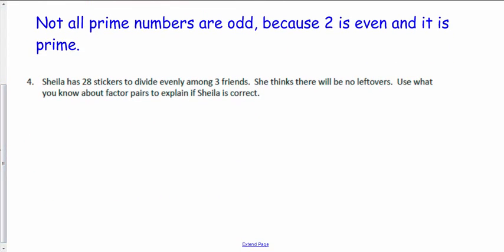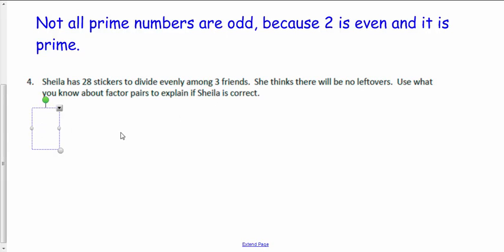Sheila has 28 stickers to divide evenly among 3 friends. She thinks there will be no leftovers. Use what you know about factor pairs to explain if Sheila is correct. Now think about that for a minute. We know that if something is a factor of another number, that means that it multiplies together to equal 28. So think to yourself, is there anything times 3 that equals 28? There's nothing, right? So because there's nothing, that means that there will be some leftovers.